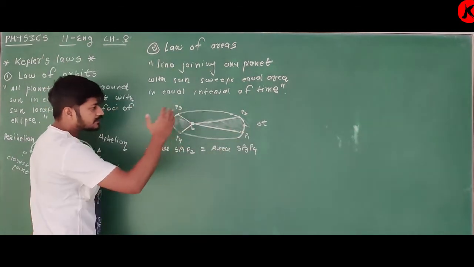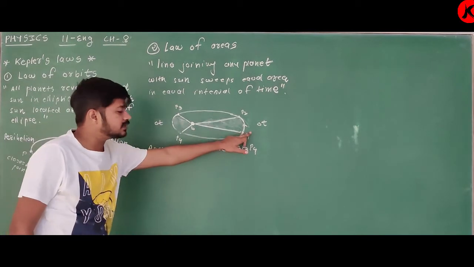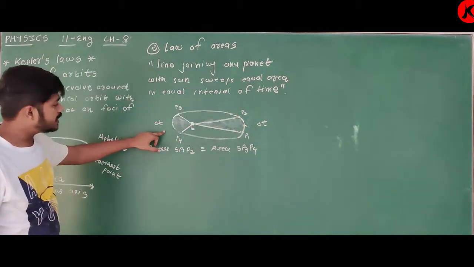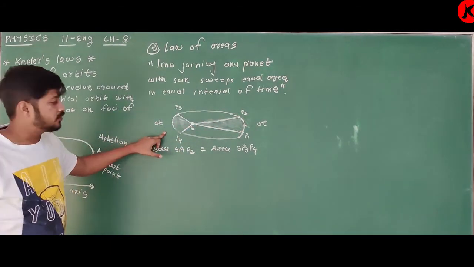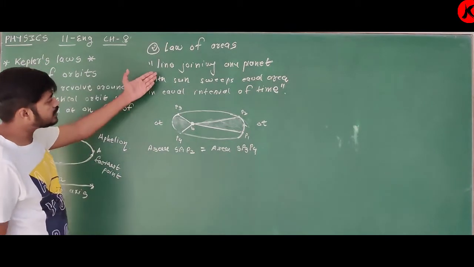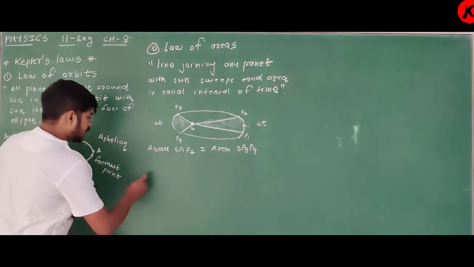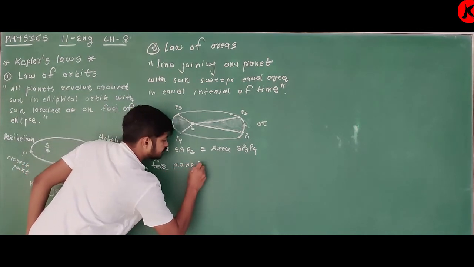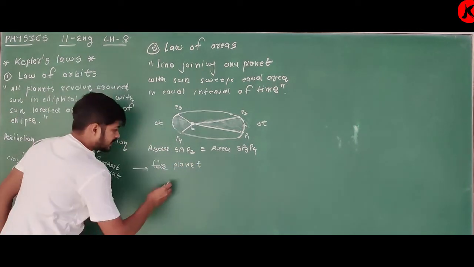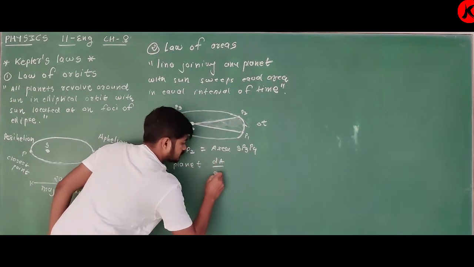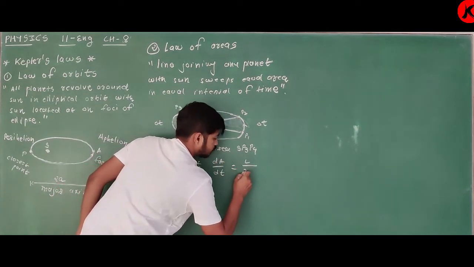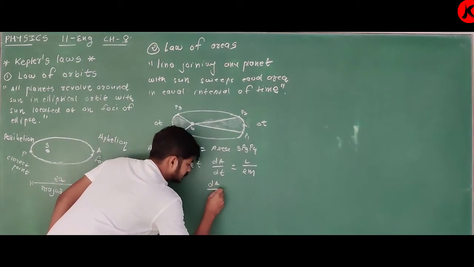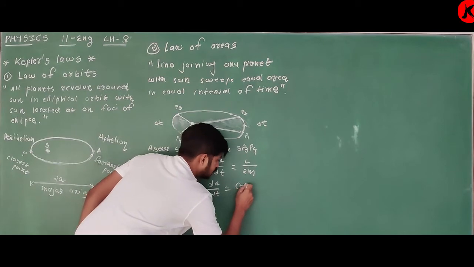If the planet is at a large distance from the sun, its speed is less. It is moving slowly, and here it is moving fast. So that is the reason behind this, and obviously we have proved this. Remember, for a planet we have obtained one equation: dA upon dt is equal to L upon 2m, and dA upon dt is equal to constant.